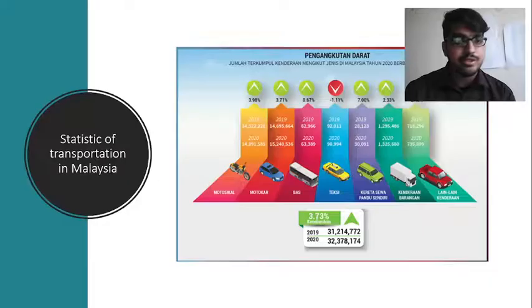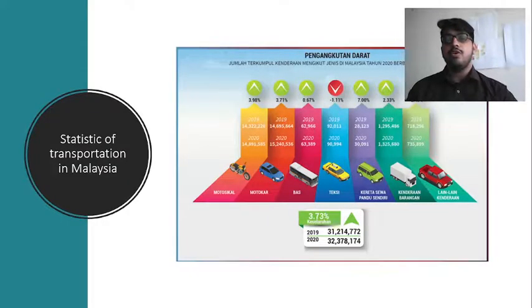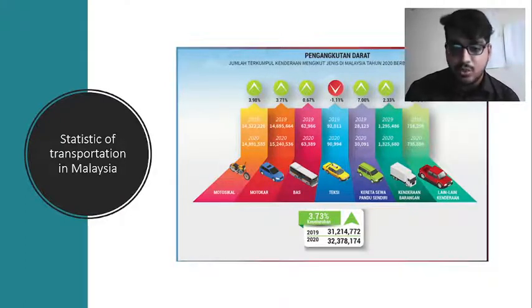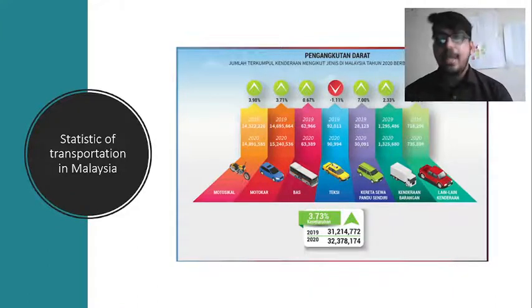Then we're going to talk about the literature review. First of all, as we all know, transportation in Malaysia has been steadily increasing. In the year 2020, there were 32 million vehicles in Malaysia, and this becomes a problem when all this mixture of vehicles is on one road.